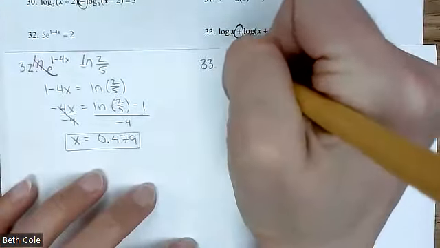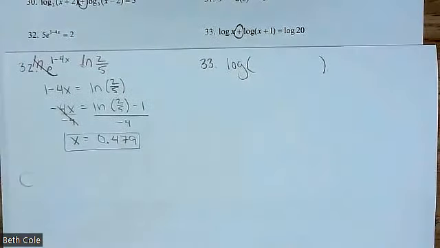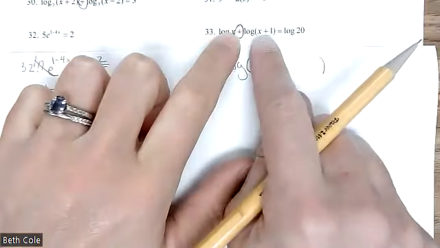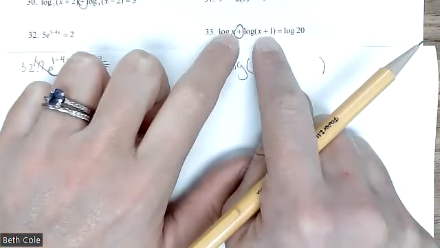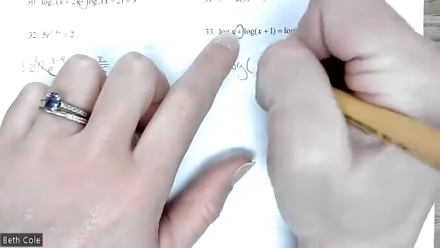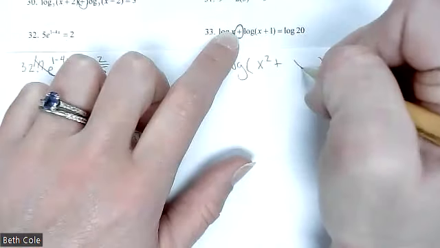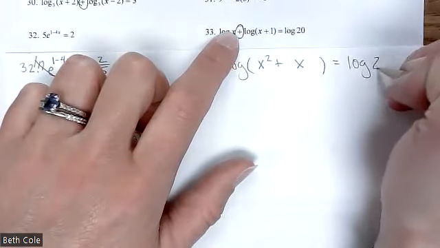So you're going to write log, leave a gap, and then we're going to multiply the stuff that's inside. So you're going to multiply the x by the x plus 1. What's that going to give us? Good, x squared plus 1x equals log 20.